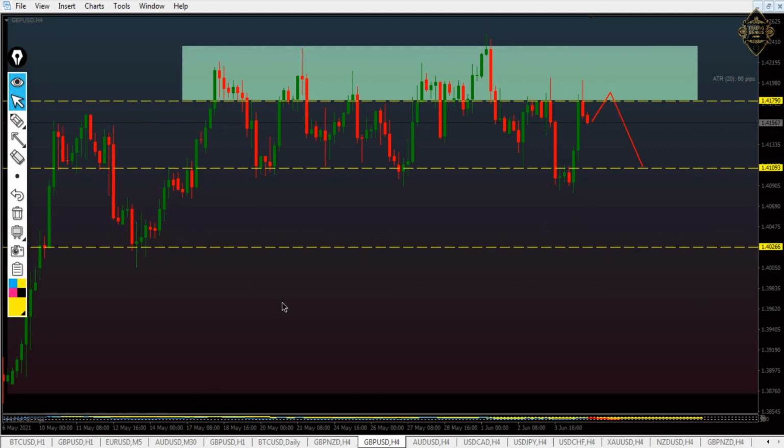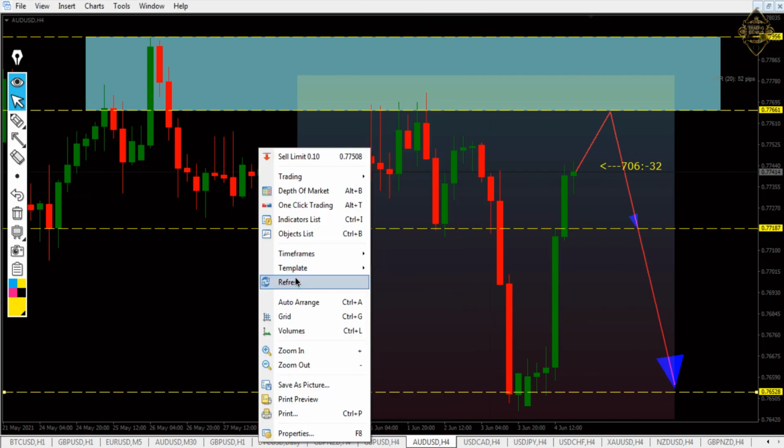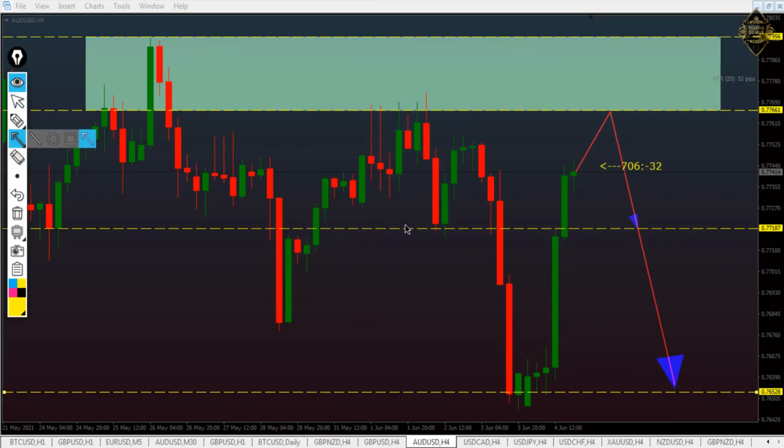The second pair we got is the Aussie, or Australian dollar USD. That one, as I told you last week, is going to be for short. But as you remember, I told you to wait for the retest here, then enter short. And that's what happened. It touched it, then it went down.